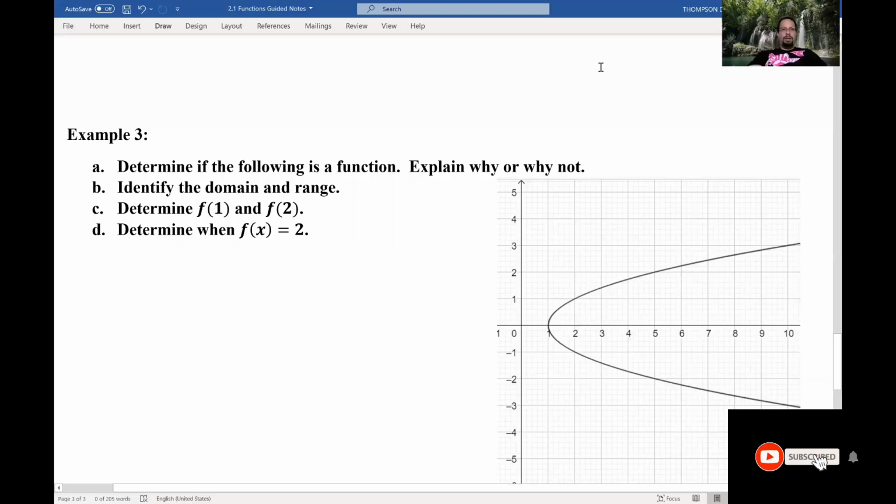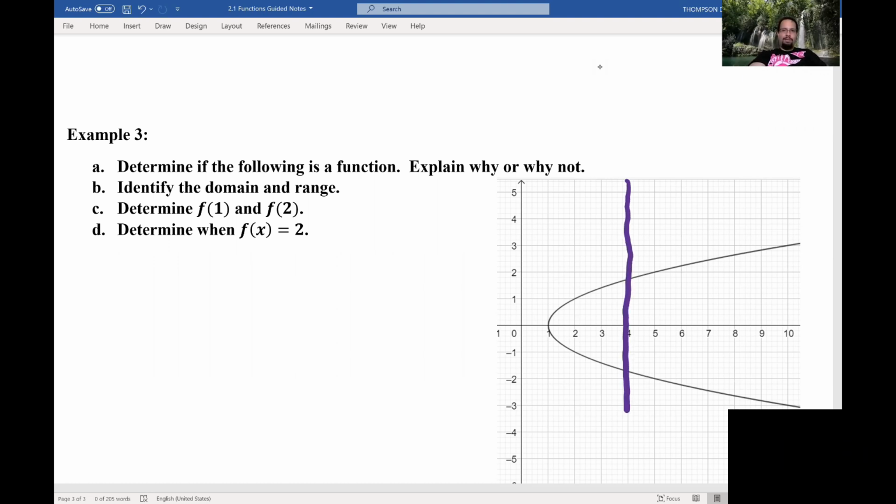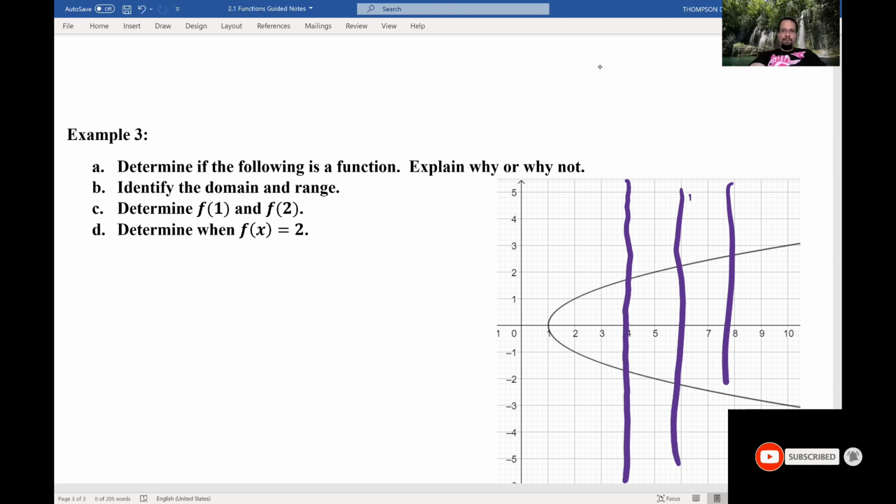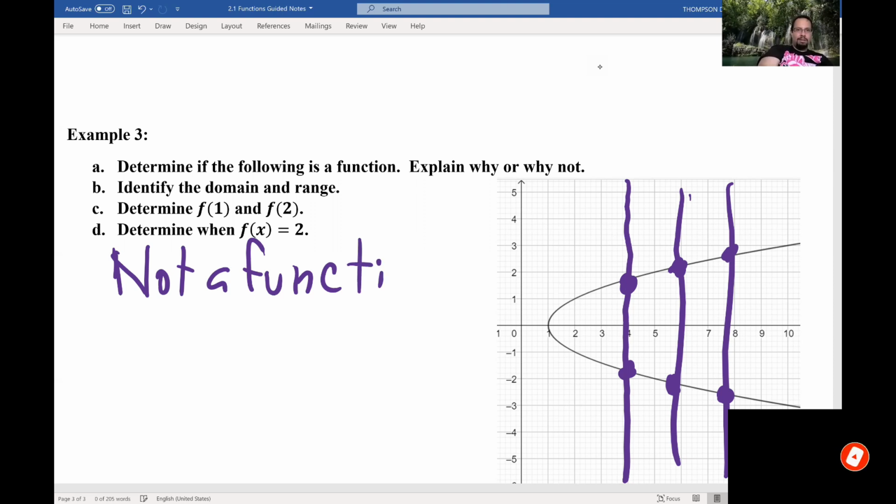Example 3. Determine if the following is a function. Explain why or why not. So we have this graph to the left, and when we have a graph, we use what's called the vertical line test. So we just drop a vertical line anywhere in the graph, and we'll do it at 4, after I dropped it at 6, 8, anywhere I wanted to. And I'm touching at 2 points, no matter where I drop. So if it touches 2 points, for part A, we say it's not a function, and the reason being, it fails the vertical line test.